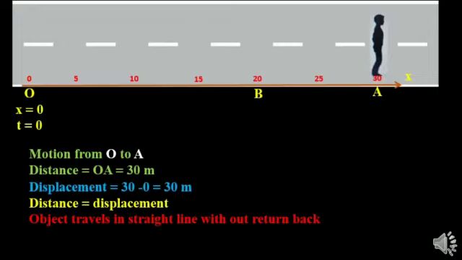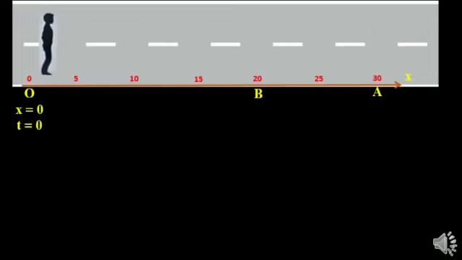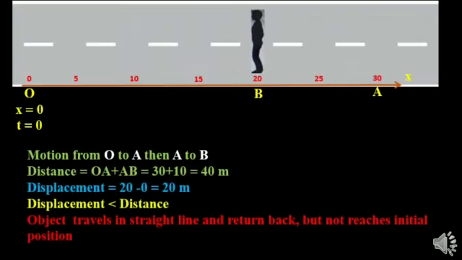In the second case, the person moves from O to A, then from A to B. So distance equals OA plus AB equals 30 plus 10 equals 40 meter, and displacement equals 20 minus 0 equals 20 meter. So in this case, displacement is lesser than distance traveled.